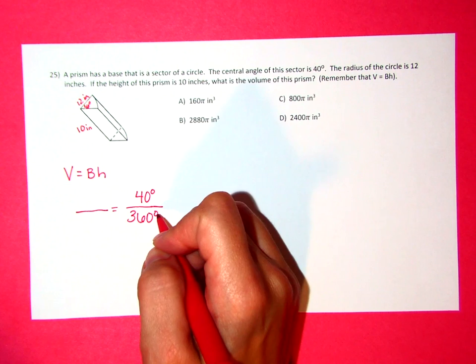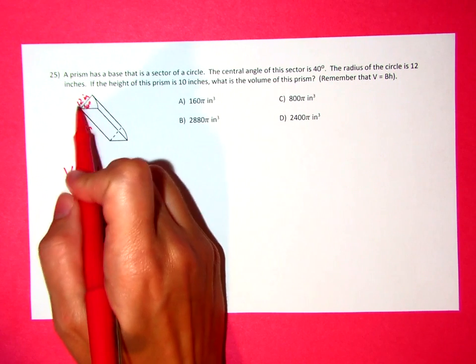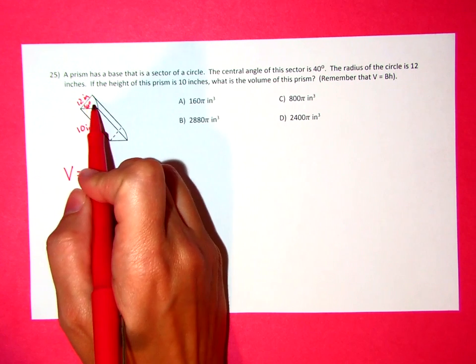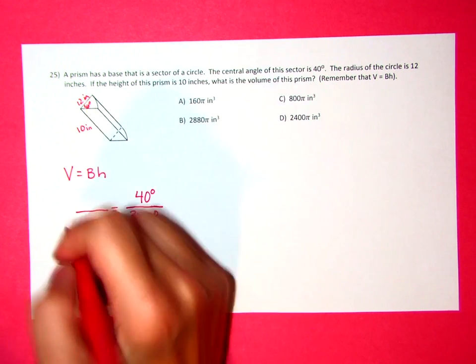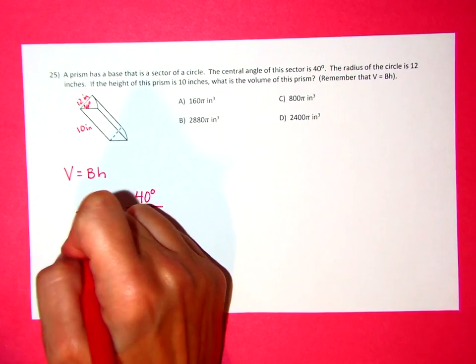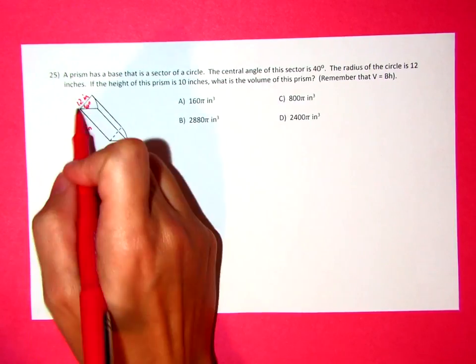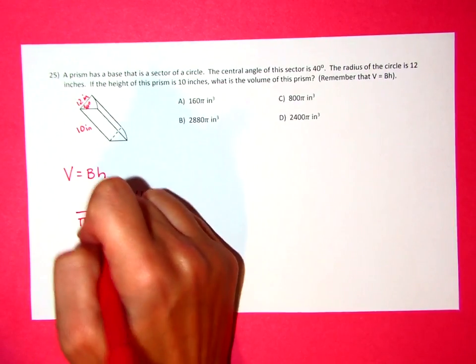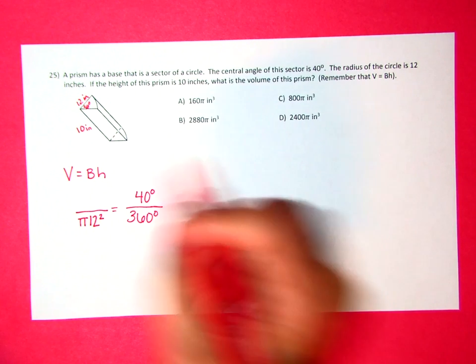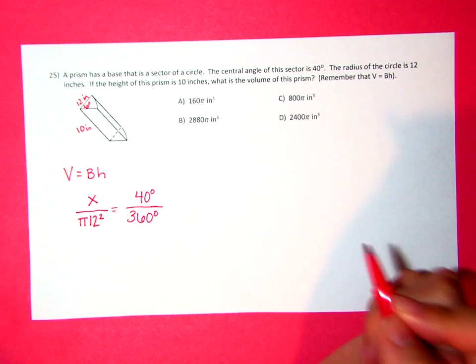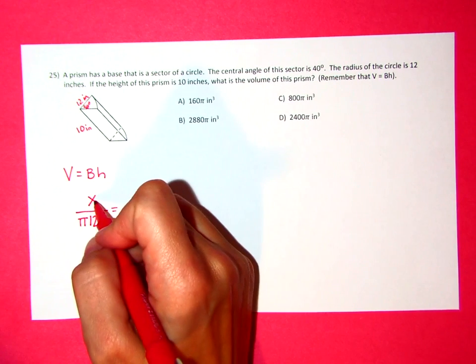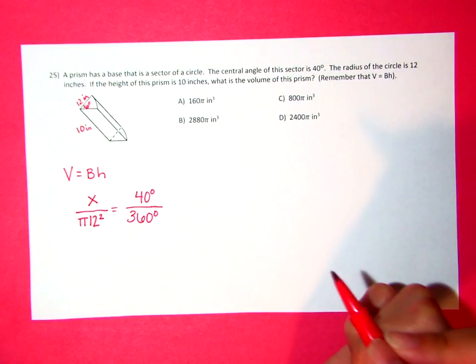Now the next thing we need to do is find the area of the base here. So think of the area of a full circle. The area formula for a full circle is pi r squared. I know my radius is 12, so it's going to be pi 12 squared. What I'm trying to do is find the part of the area of the circle. That's the area of the sector. Since I don't know that, that's where my variable is going to go.